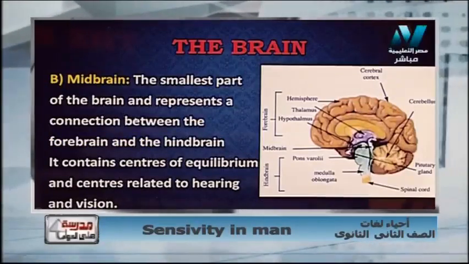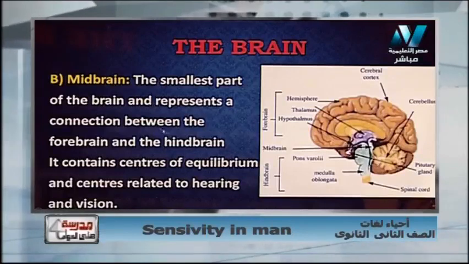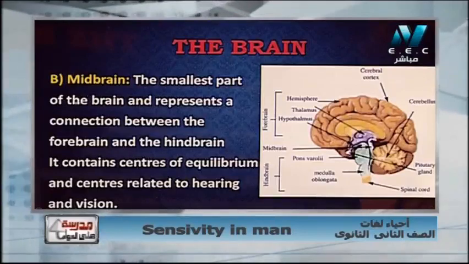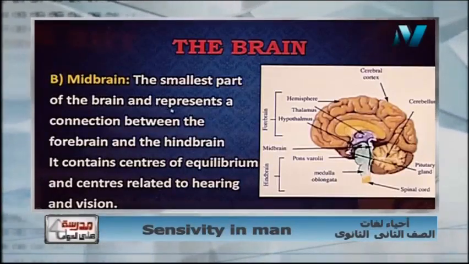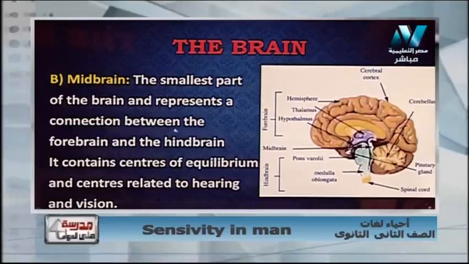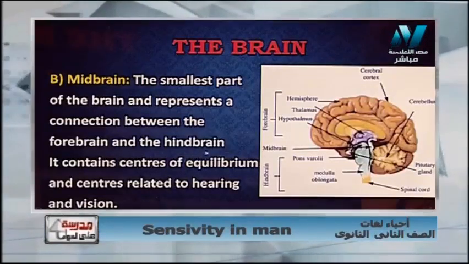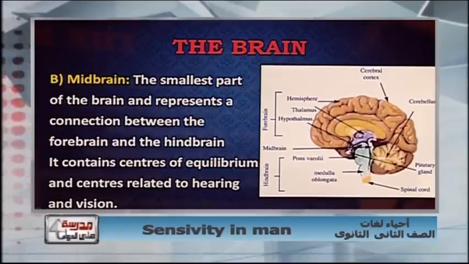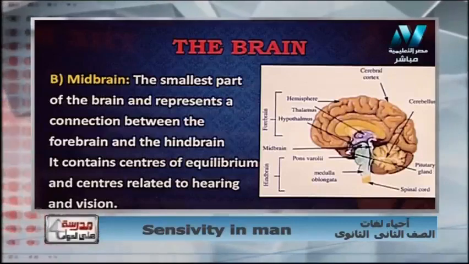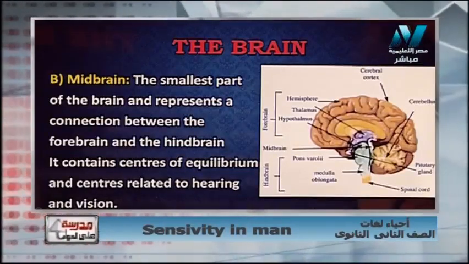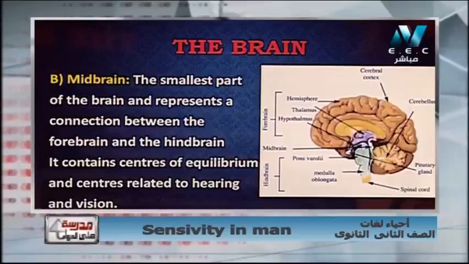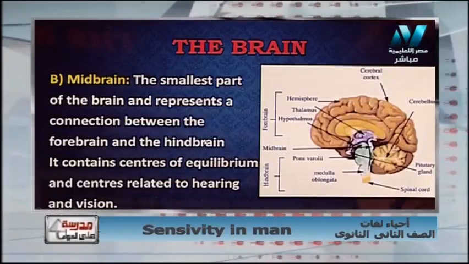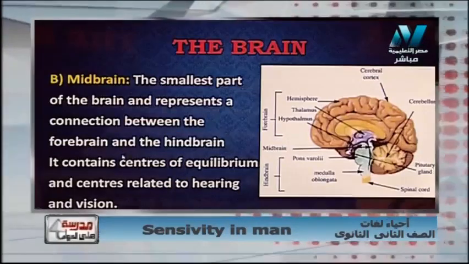This is the forebrain. What about the midbrain? The midbrain is the middle part of the brain. It is the smallest part of the brain and represents a connection between the forebrain and the hindbrain. Where is the forebrain? The forebrain is the two hemispheres and the cortex. What's the hindbrain? It is the back. So the midbrain is the middle part of the whole brain.